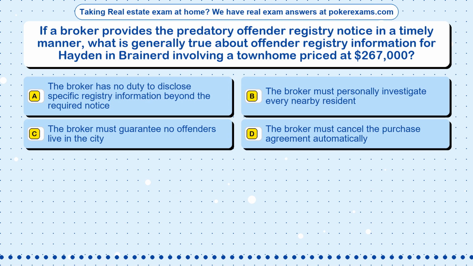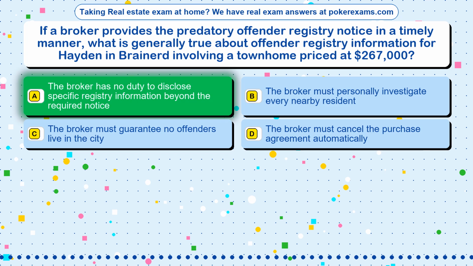Question 33. If a broker provides the predatory offender registry notice in a timely manner, what is generally true about offender registry information for Hayden and Brainerd involving a townhome priced at $267,000? Option A. The broker has no duty to disclose specific registry information beyond the required notice. Option B. The broker must personally investigate every nearby resident. Option C. The broker must guarantee no offenders live in the city. Option D. The broker must cancel the purchase agreement automatically.